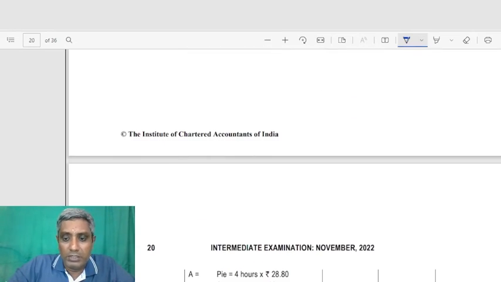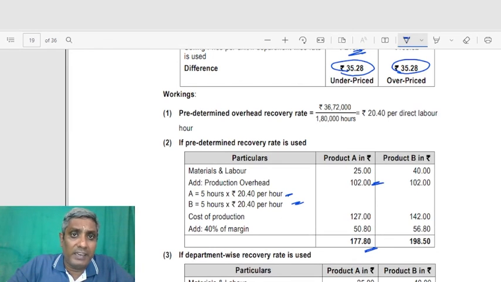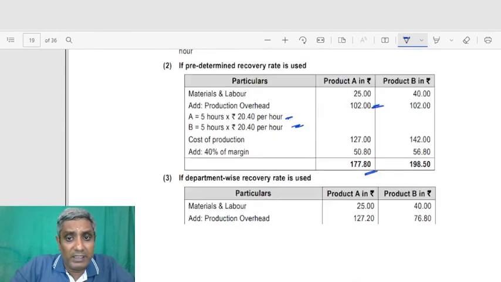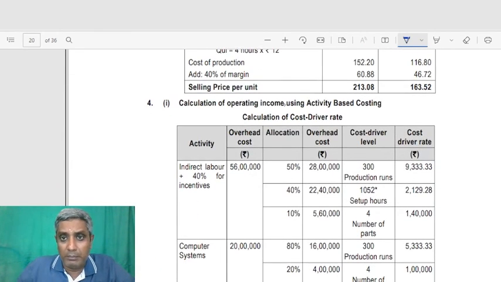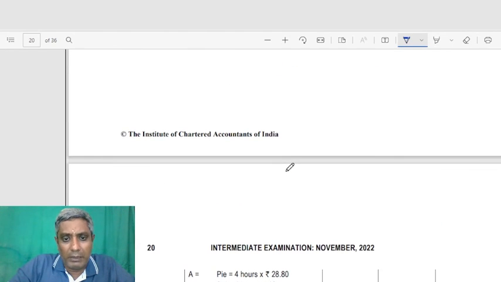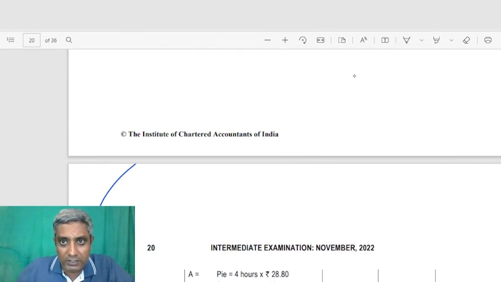Now see here, when the predetermined rate is used, this is the selling price. When department-wise recovery rate is applied, your selling price will be 213 and 163, because all other things are normal, which we have already done. The only thing you should note down is that the already given rates you have to apply as per product A and B, using the department-wise number of hours used in each department P and Q for product A and product B.